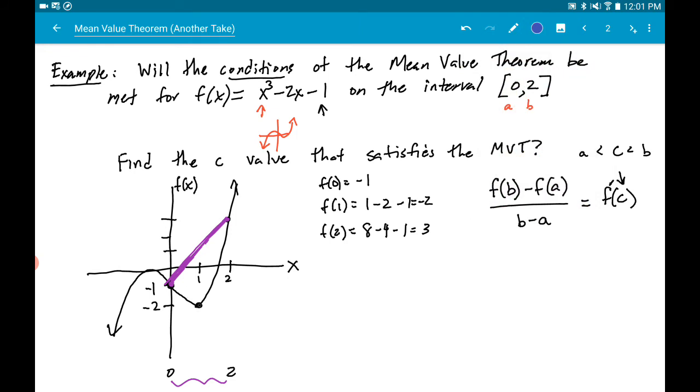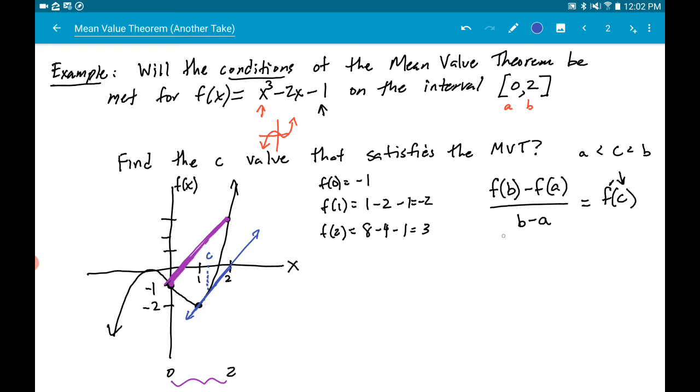And it looks like it's got to be, if you look at my cursor to the right, somewhere in here. There's some line in there that's going to be parallel. Again, this picture's not perfect. I just drew it by hand, but the idea is, there's some C value in the interval. It looks like it's going to be between 1 and 2, where this MVT will be met.